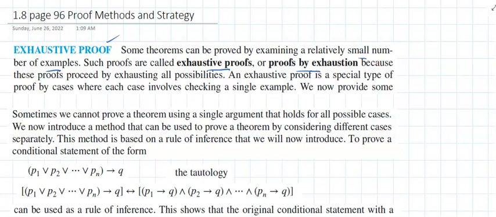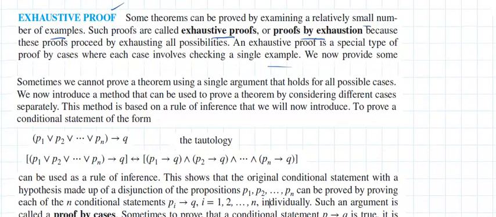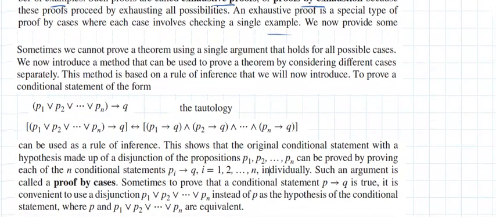An exhaustive proof is a special type of proof by cases, where each case involves checking a single example. Now, sometimes you cannot prove a theorem using a single argument that holds for all possible cases. So we introduce a new method that can be used to prove the theorem by considering different cases separately. This method is based on a rule of inference that we will now introduce.